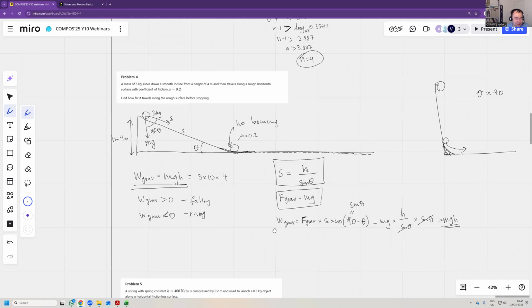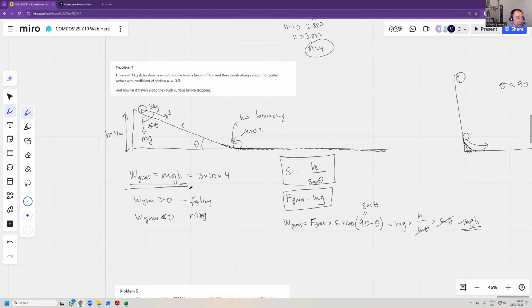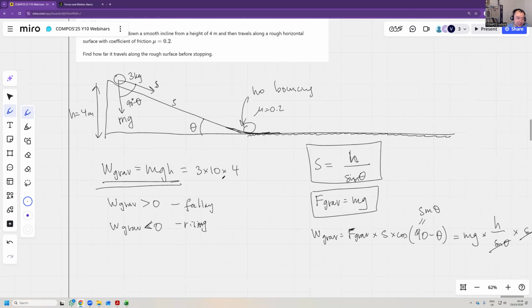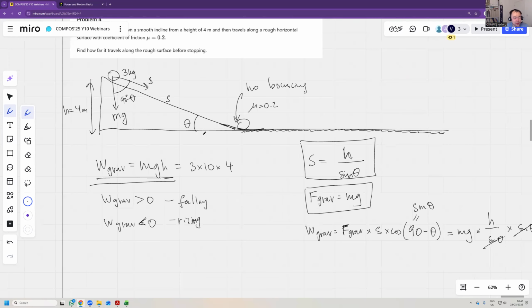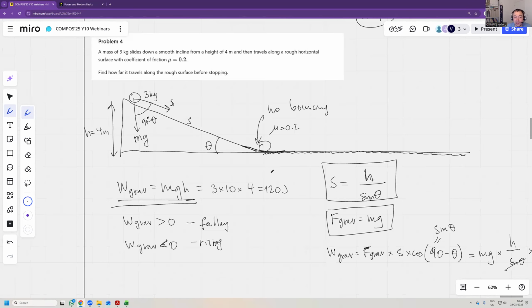So where was I? Yes, the work done by gravity is 3 times 10 times 4. So that's 30 times 4, that's 120 joules. And that's the kinetic energy that you have at the bottom. Kinetic energy is 120 joules. And then friction takes that energy away.